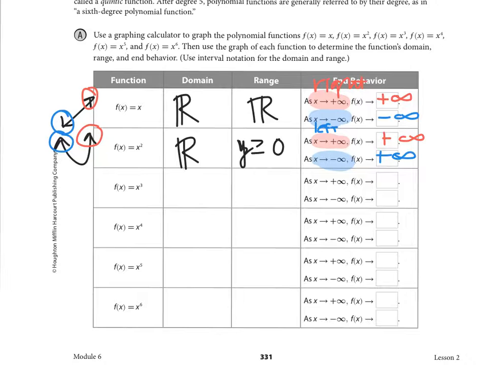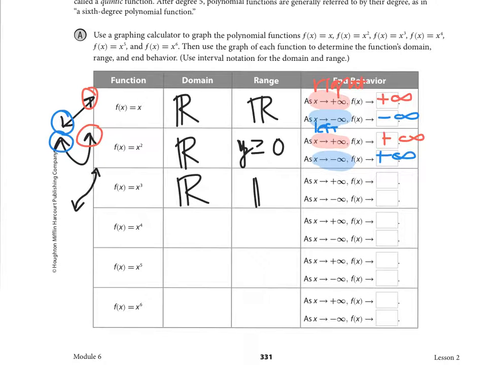Okay, so what about the next one? f of x equals x cubed. We learned about that one on Thursday and Friday. It's a squiggle. That's a good name for it. I like that name, squiggle. Okay, so what is the domain of our squiggle? All real numbers. And what's the range of our squiggle?